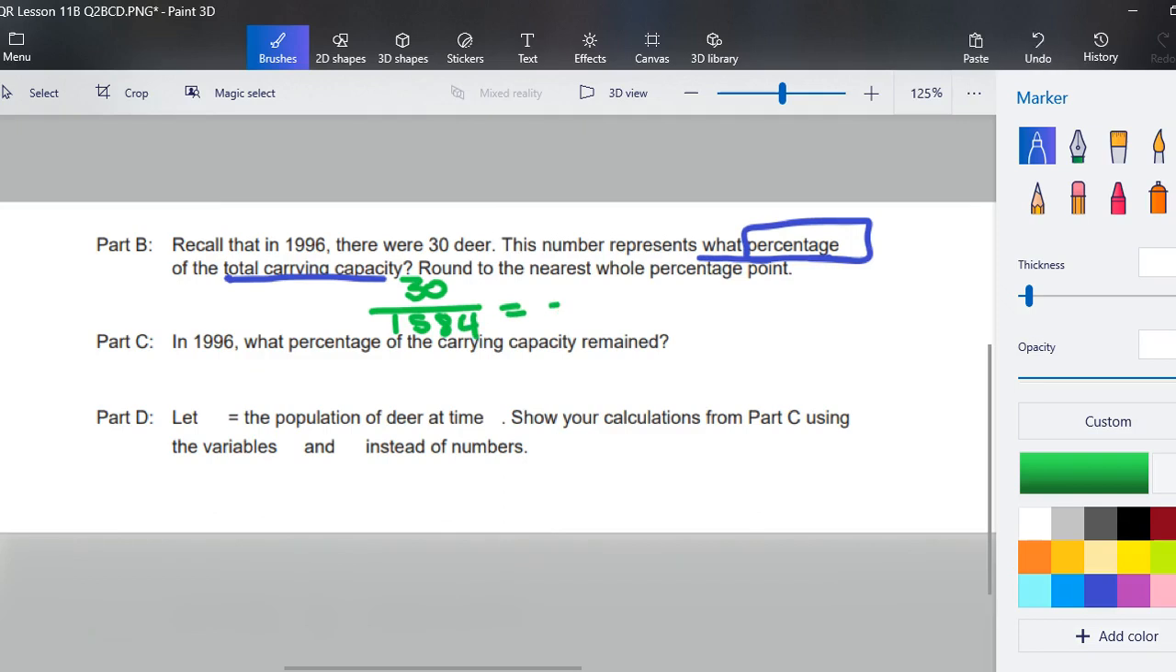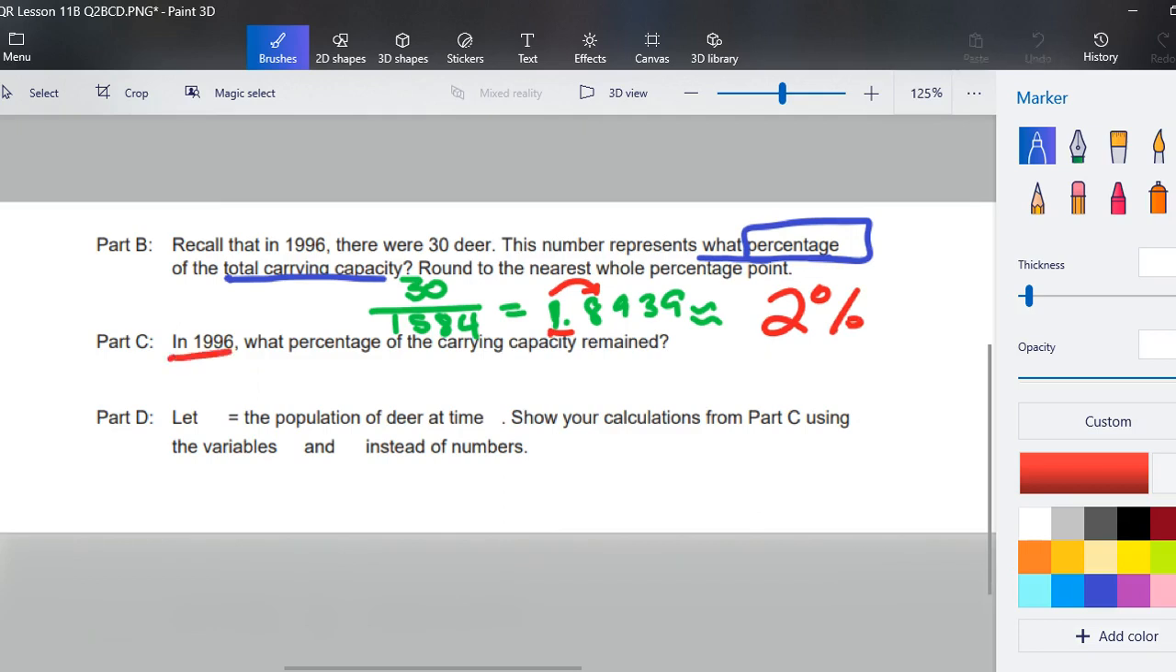And grabbing a calculator, I am going to do 30 divided by 1,584. I'm going to multiply it times 100 to get from decimal to percent, and to the nearest whole percentage point, because my screen is showing 1.8939, blah, blah, blah. But to the nearest percentage point, that's 1. The 8 says we're at 2%.